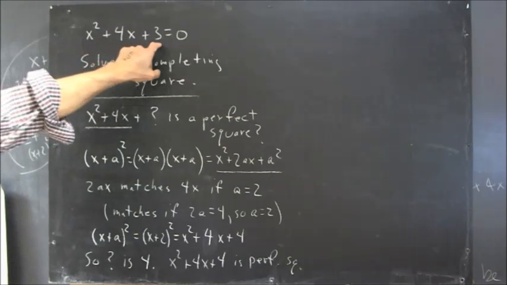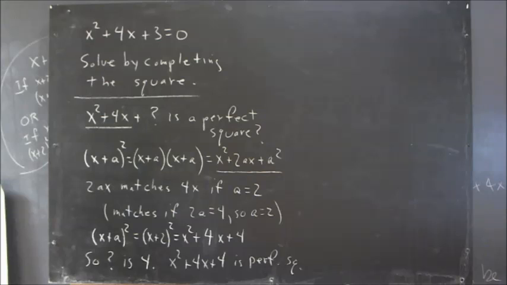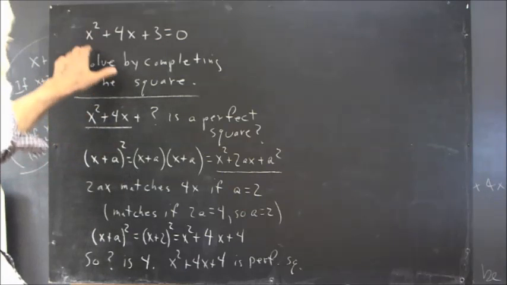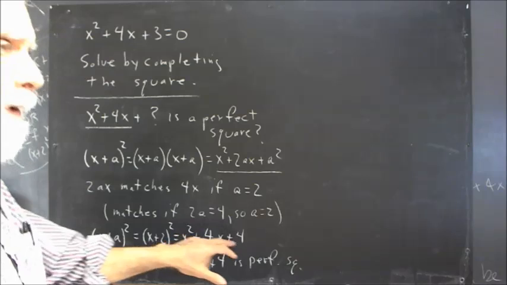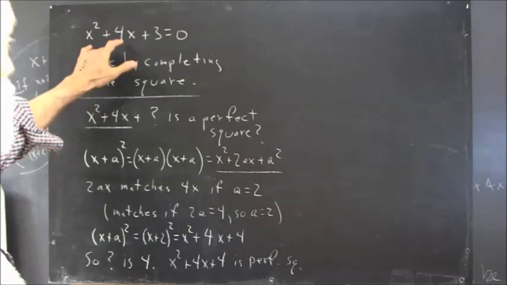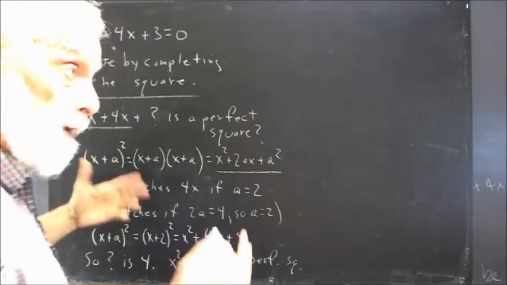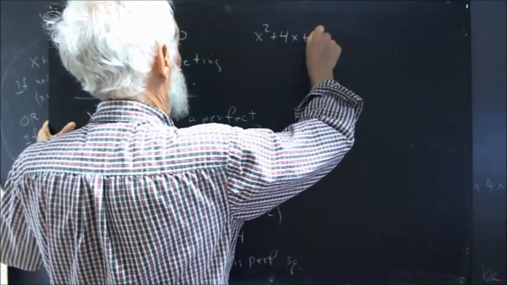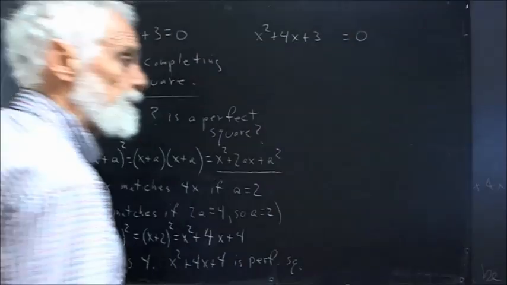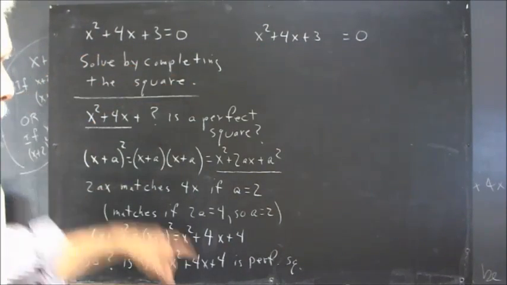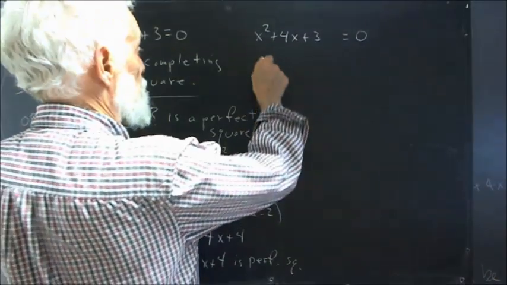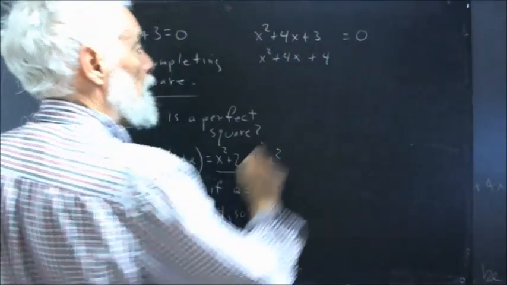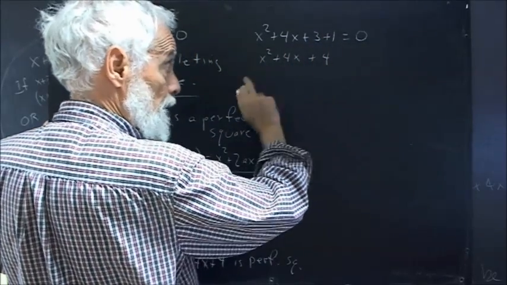Okay, where's that leave us? Well, we've got x squared plus 4x plus 3 equals 0. In order to make this into x squared plus 4x plus 4, what do we have to do? What do we need to do to this expression to get this expression? I'm going to tell you now, but I hope you stop to think about it. We want this to become x squared plus 4x plus 4, so we better add 1 to this expression, and now we'll have the perfect square.